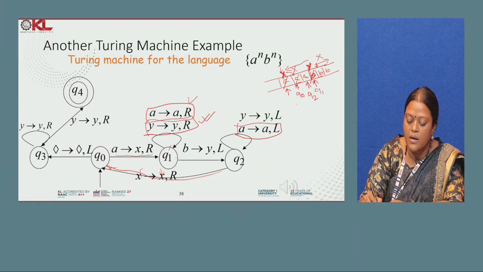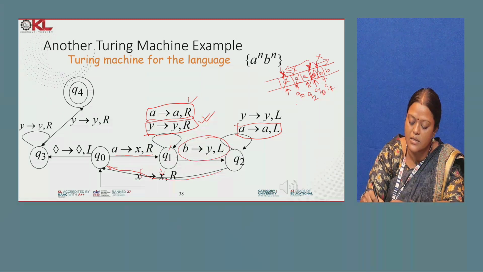Now after b, checking in q1, we have already a transition, that is q1 on b. We have already, b has to be replaced by y, and we have to go this side. That means this is our new state, that is q2. Now q2 is pointing to a y, but we don't have any transition here, so we will be writing a y here. So y should not be replaced by anything, that is y is kept as it is, and we are moving to the left hand side.